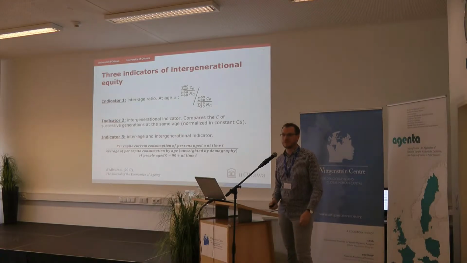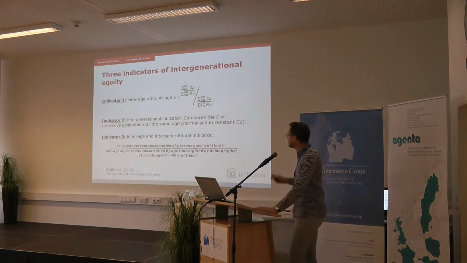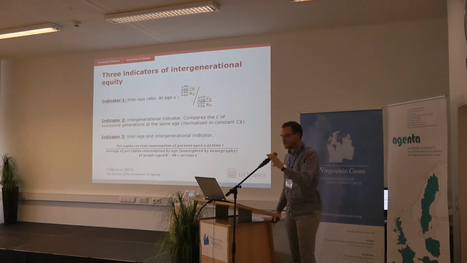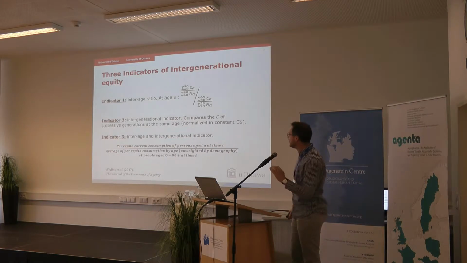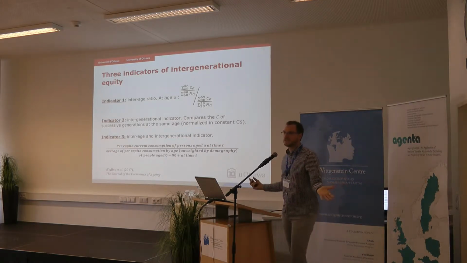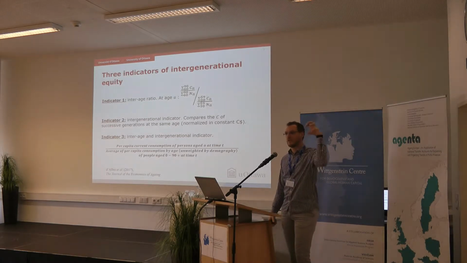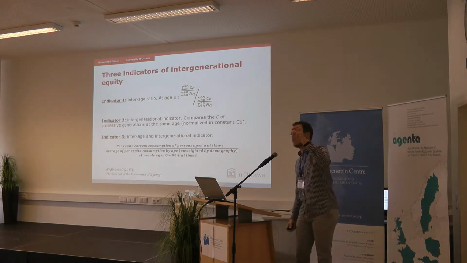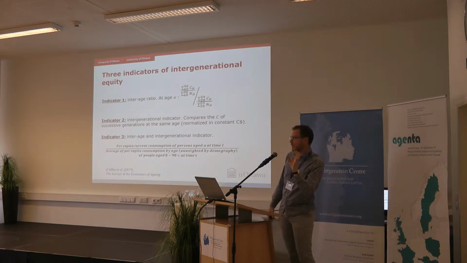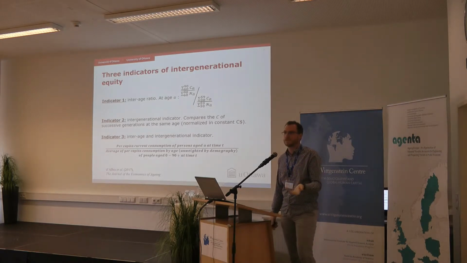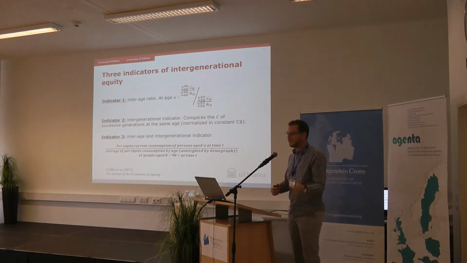So the topic of the day is not just introducing the profile. I wanted to make an interpretation through these indicators of intergenerational equity. The first one is really simple. It's an inter-age indicator. You compare what an age group gets per capita with what another age group gets per capita too. So it's really between age groups, not between generations.